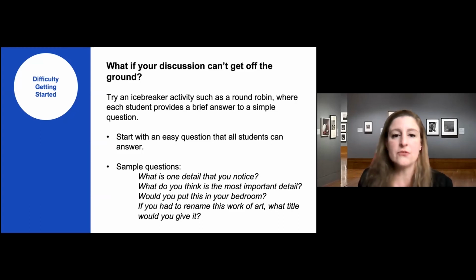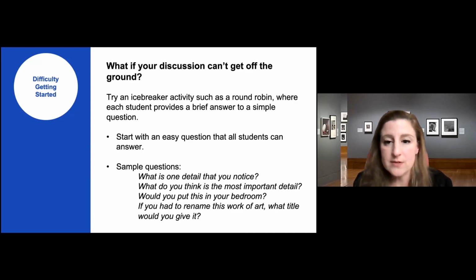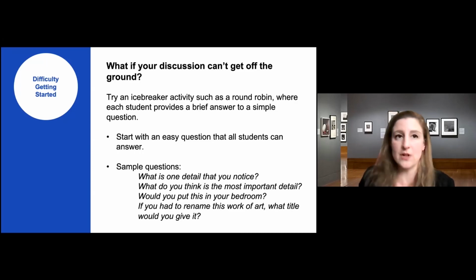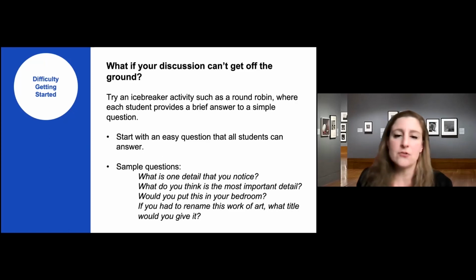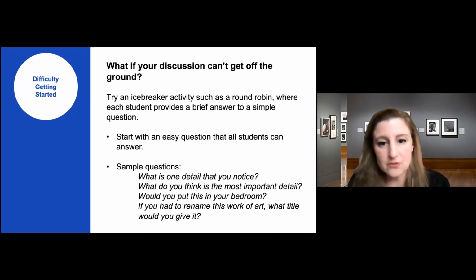rolling. So some icebreaker type questions about a work of art might be, what's one detail that you noticed? So there's lots of things to see. It's not necessarily so challenging to say, I see something red, or I see a bird, or there's a person in this, or gosh, it's a black and white image, whatever it might be. So that's a way to get a lot of details out to jumpstart the conversation. You could ask, what do you think is the most important detail? That's a little bit more challenging.